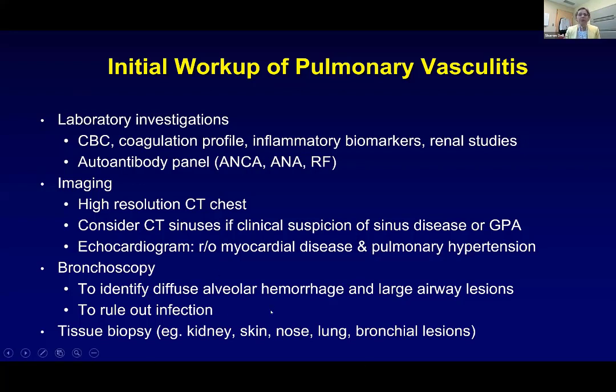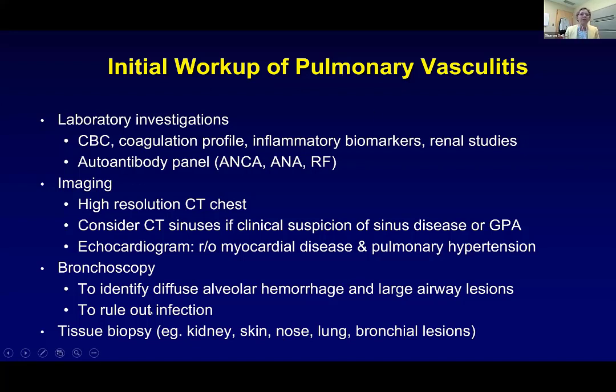And if you are concerned that there's diffuse alveolar hemorrhage, again, remember, there's usually not hemoptysis, so you would need to do a bronchoscopy to demonstrate that you have blood in the alveolar spaces. And the bronchoscopy is also quite helpful for identifying large airway lesions. It's also helpful to rule out infection.